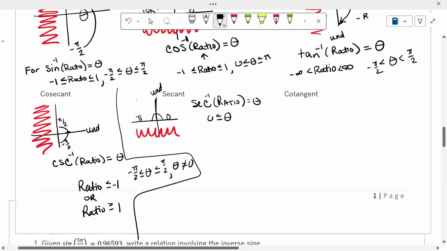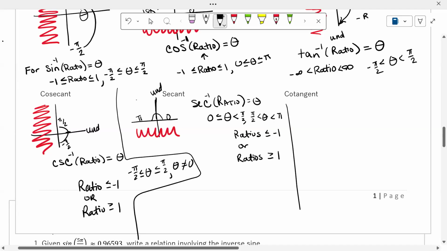I can go from 0 to pi over 2, but don't include pi over 2. And then from pi over 2, don't include it, to pi. So it's just a different way to write intervals when you want to exclude one spot. All right, let's talk about ratios. The ratios are less than or equal to -1, or the ratios are greater than or equal to +1.